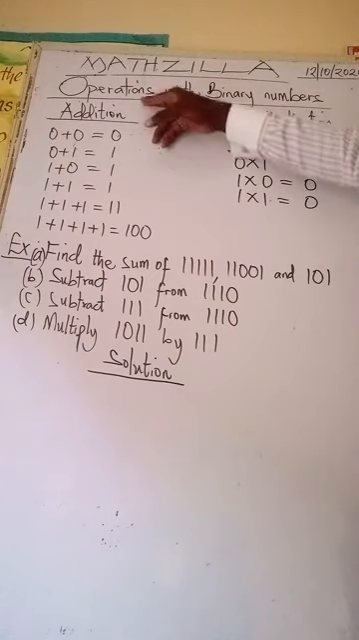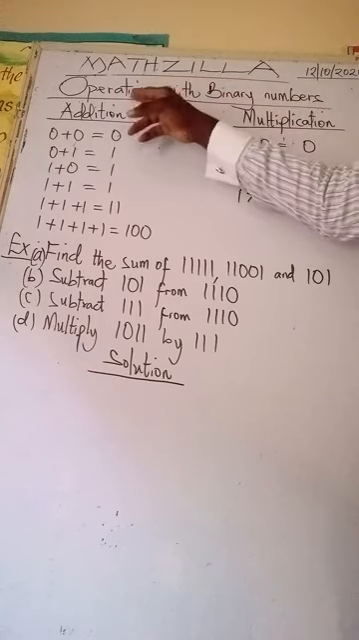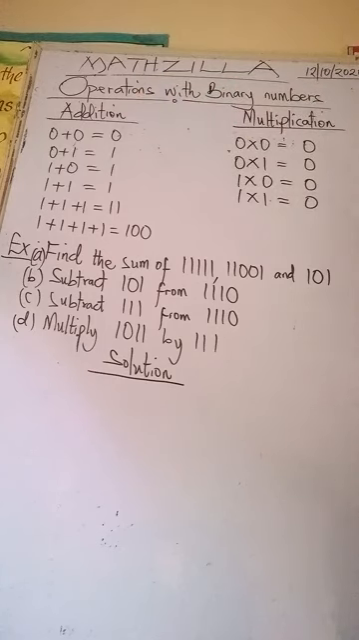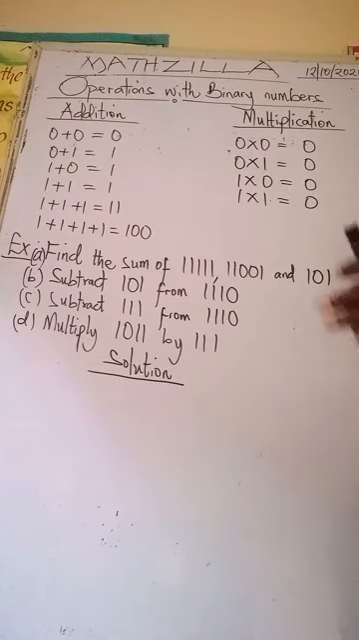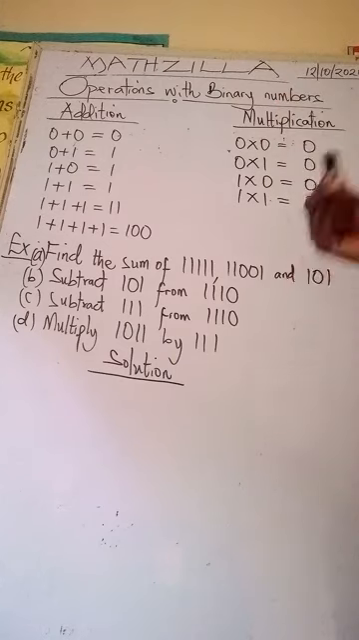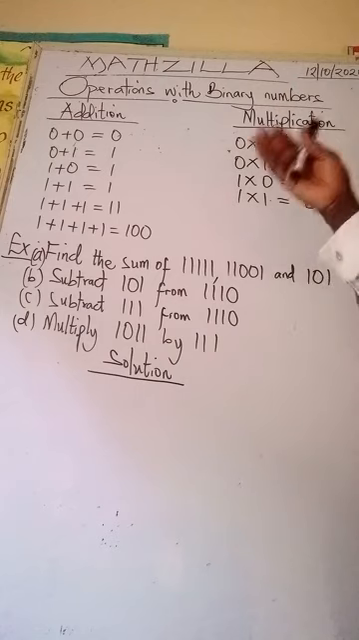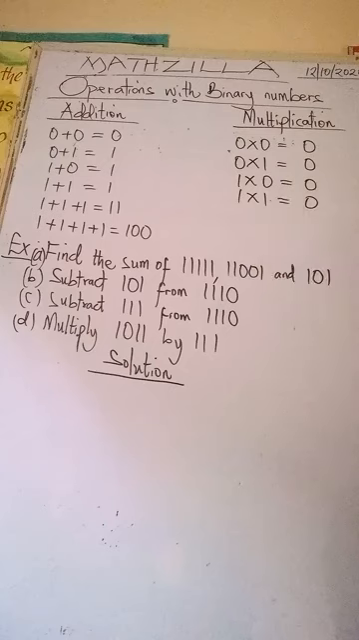Today, we'll be looking at operations with binary numbers. This operation has to do with the addition, the subtraction, and then the multiplication with binary numbers. And remember, binary numbers are base 2 numbers. So today we'll be looking at how to add, how to subtract, and how to multiply with binary numbers. I'll start with the multiplication.